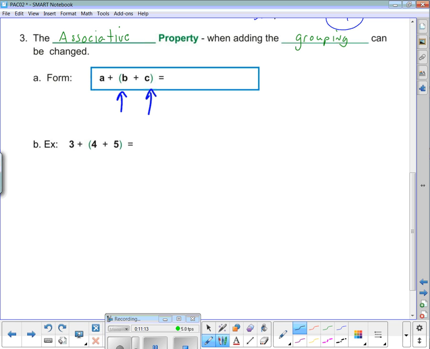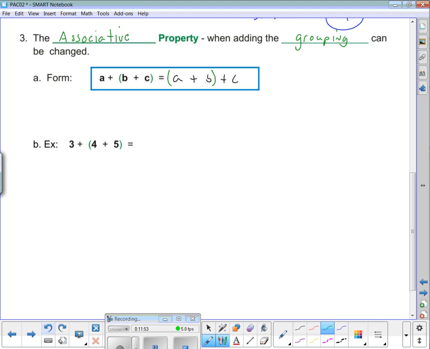So this property will go like this. Take your black, write A plus B plus C, and then take your green and let's change the association. Instead of B associating with C, let's have the A associate with the B instead. So instead of A plus the group B plus C, we have the group A plus B, plus C. Now, let me emphasize, did the order change? No. It's A, B, C on the left, A, B, C on the right. What did change? The grouping. When the grouping changes, that's the associative property.